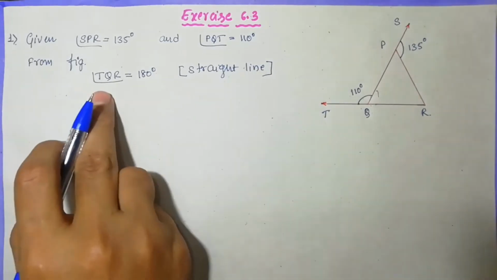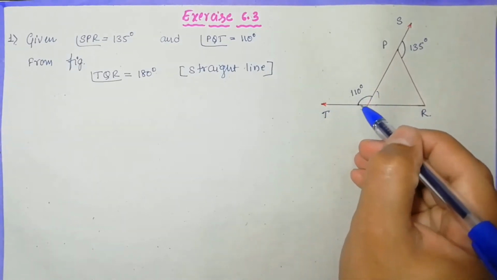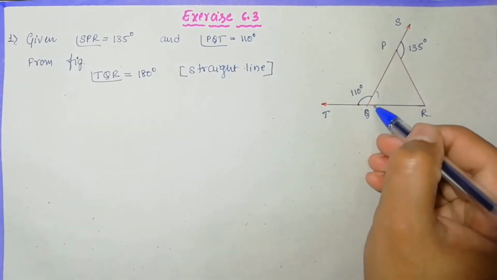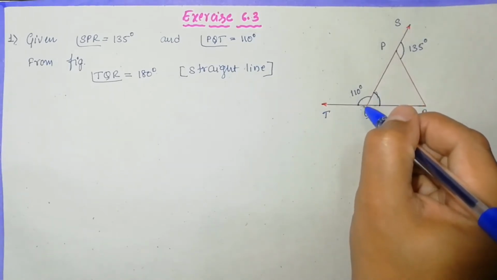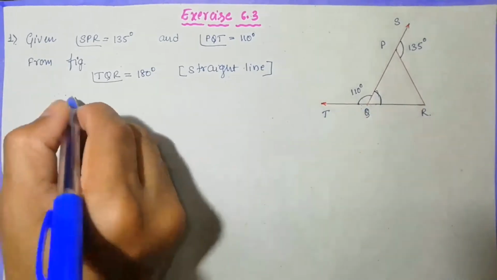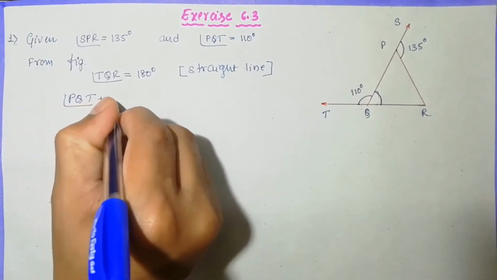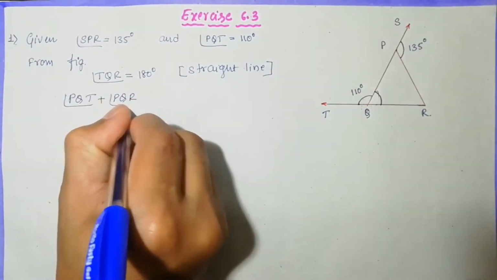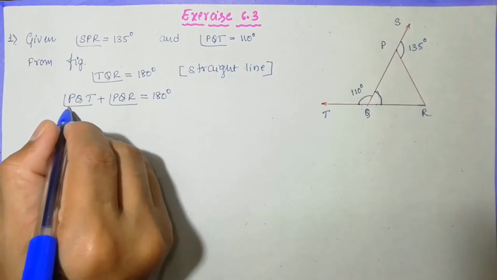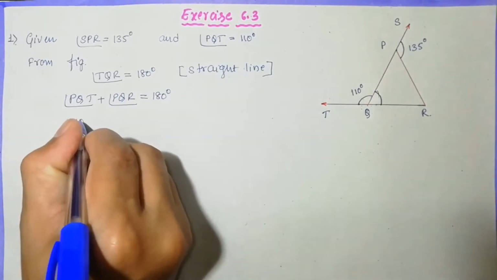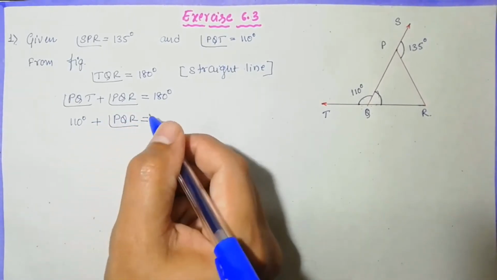And how can we express angle TQR? I'm going to write on like this. PQT, angle this one, and then PQR, this one. Okay, so if you take sum of these two angles, this angle plus this angle, that is equal to TQR actually. I'm going to write on like this. Angle PQT plus angle PQR is equal to what? 180 degree. Okay, so now look at here. PQT is already given, 110 degree, plus angle PQR is equal to 180 degree.